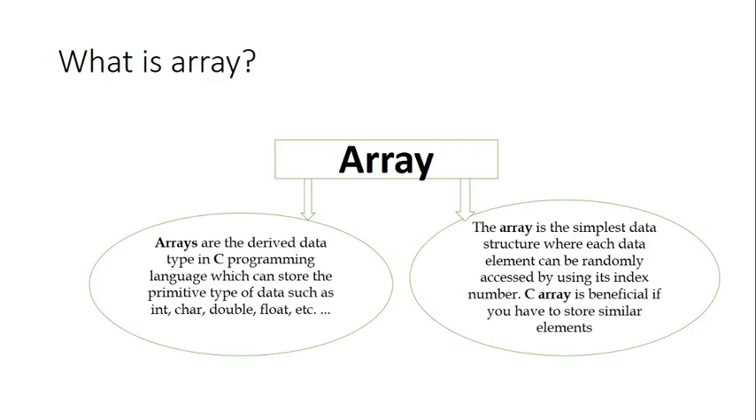So you can say arrays are the derived data type in C programming language which can store primitive type of data, that means integer data or character data. So we can simply say array is a data format or a data structure in which we can store the same kind of element. It's beneficial if you have to store similar kind of data, then you can simply use an array. Arrays are structures in which you can store similar data type elements and you can access those elements in whatever way you want.